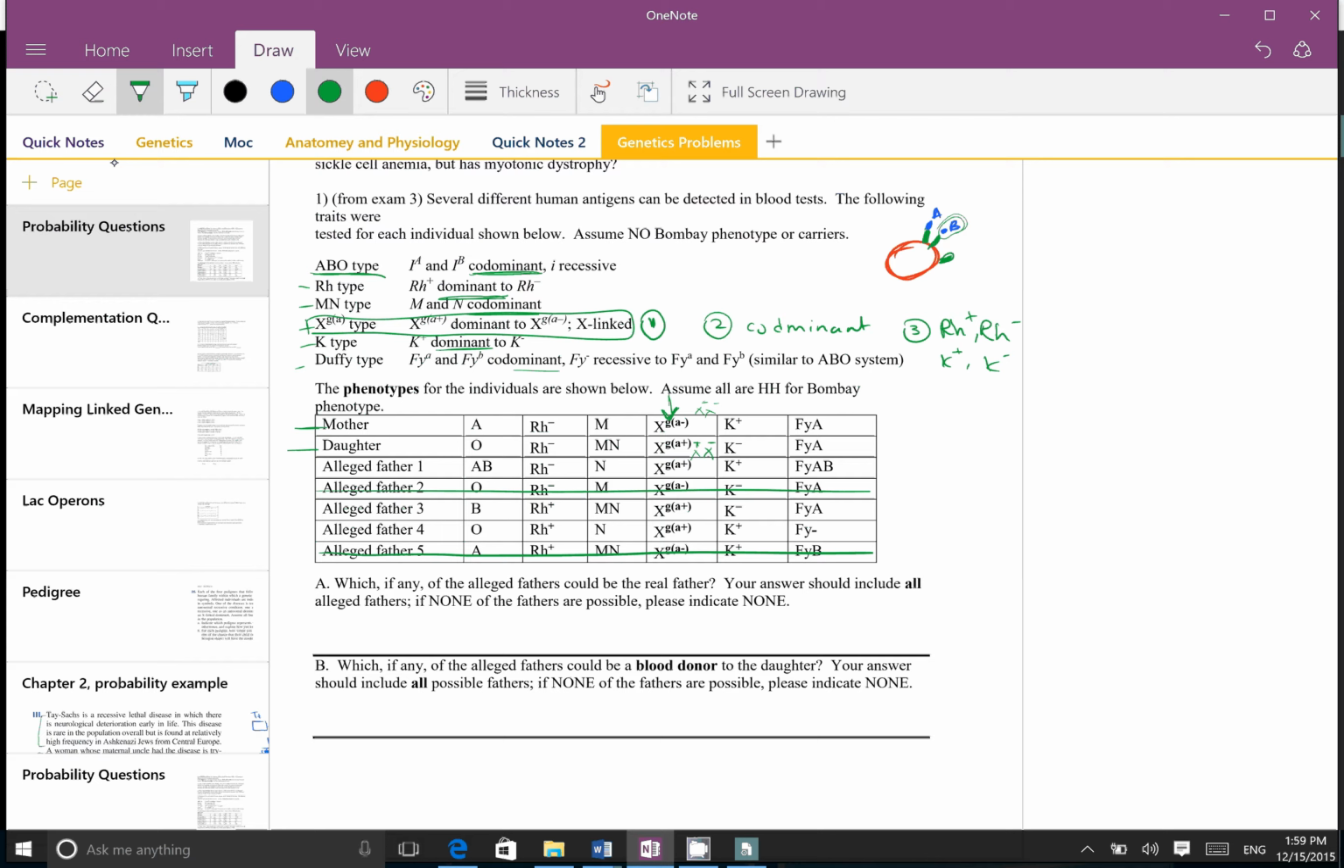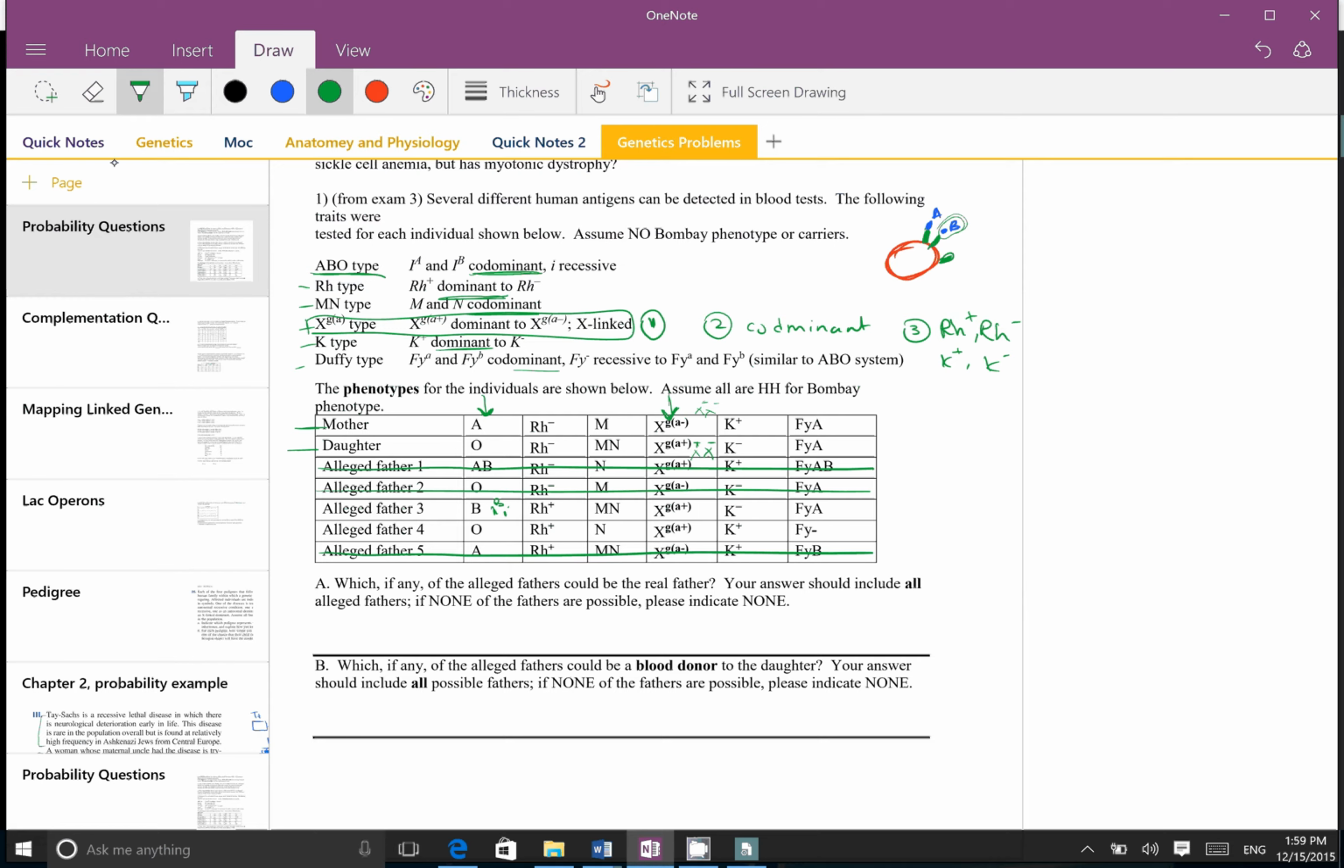Okay, so we did the first one. Then I check blood type. The daughter has O blood type. Alleged father number 1 does not carry the gene for O blood type. Alleged father number 3 could be a carrier, it could have this genotype. And alleged father number 4 is obviously a carrier for the O blood type. This doesn't confirm anything, it just tells me that father 3 and father 4 could be the fathers.